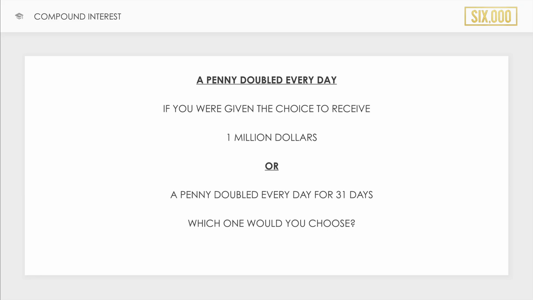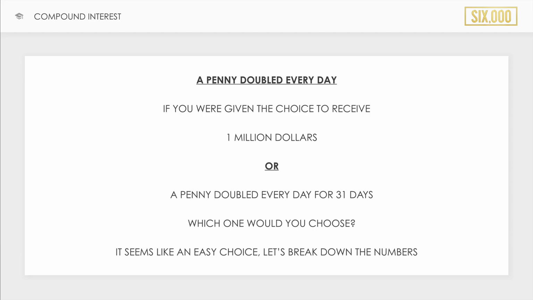Just think about that for a moment. There's no right or wrong answer here. What would you take? $1 million or a penny doubled every day for 31 days? It seems like an easy choice. It does. Now, since the title is a penny doubled every day, most of you would have picked a penny doubled every day anyway. It's pretty obvious. But there is no right or wrong answer here.